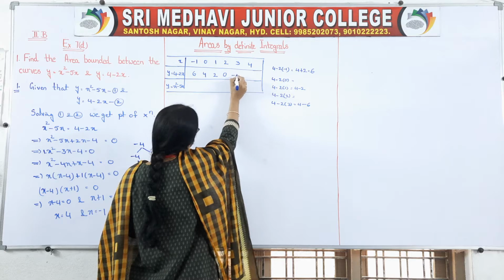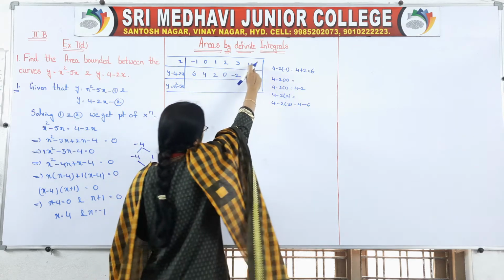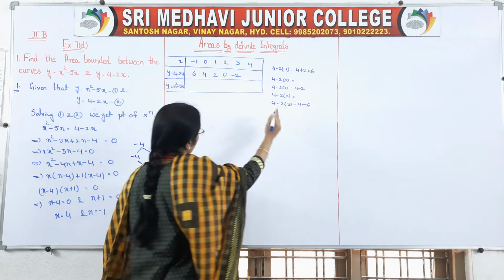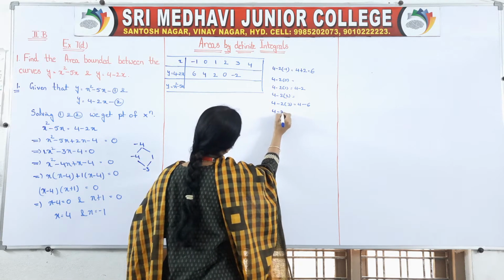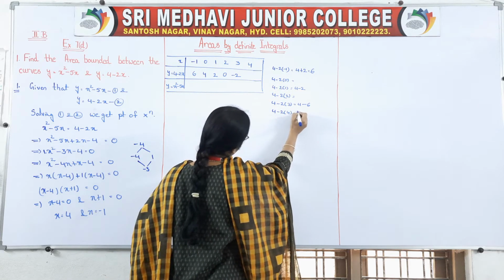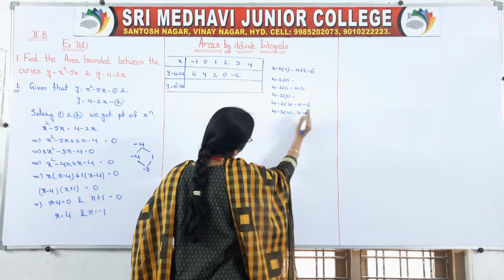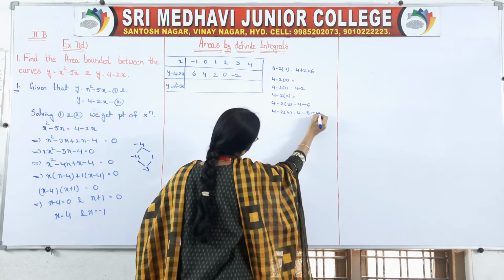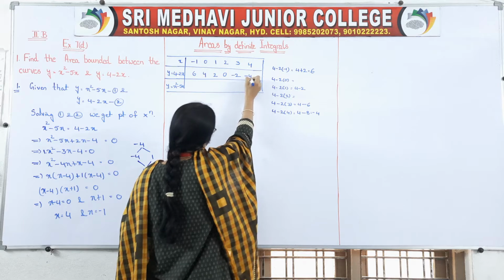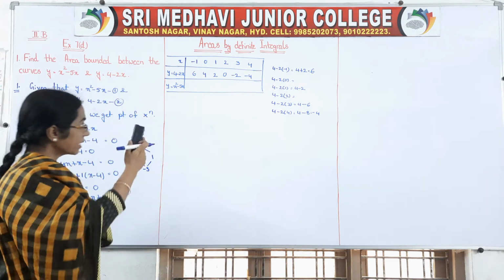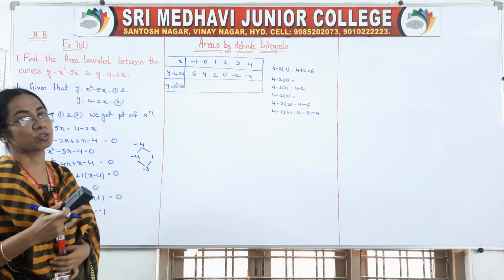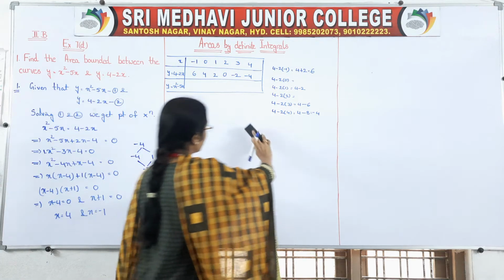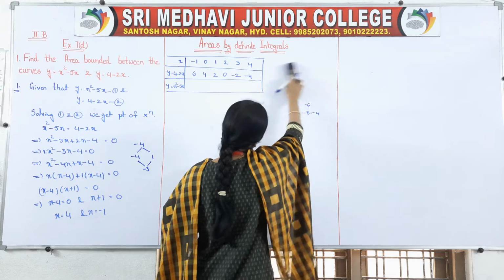So it is minus 2. Next we have to substitute 4. So how much is it? 4 minus 2 into 4, so it is 4 minus 8, which is minus 4. Okay, so in the given equation we have to substitute all the x values one by one, and we have to take the values.